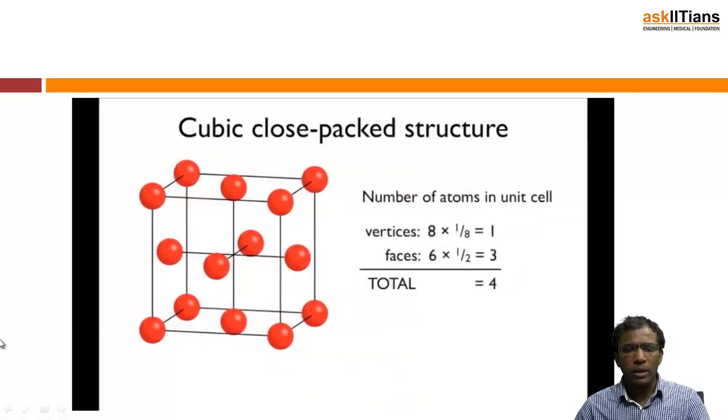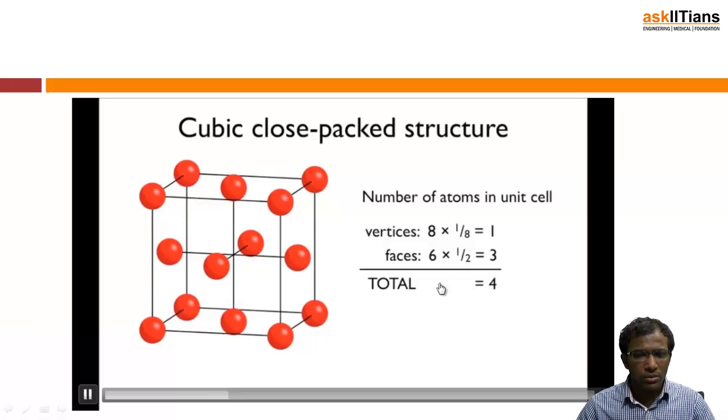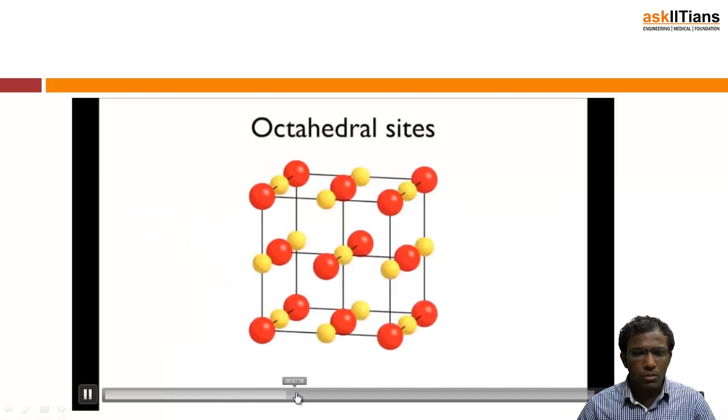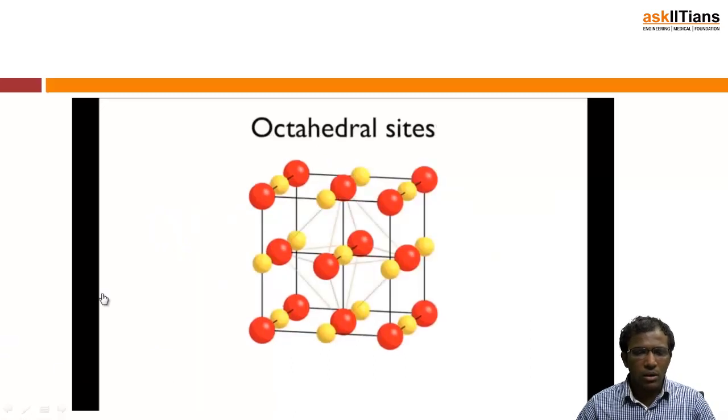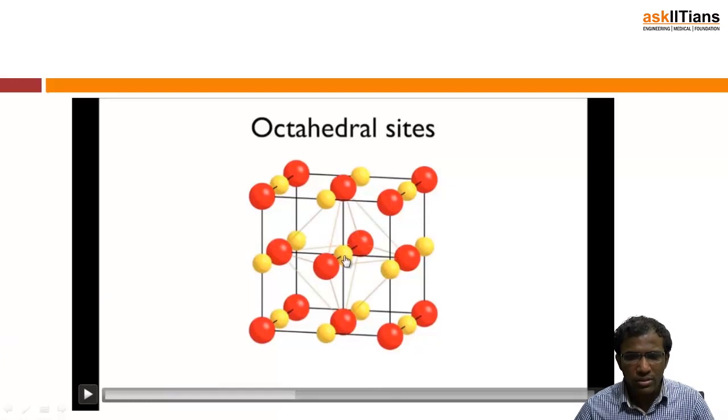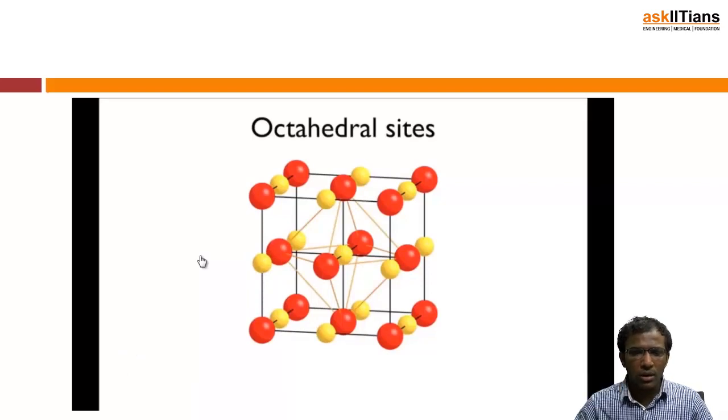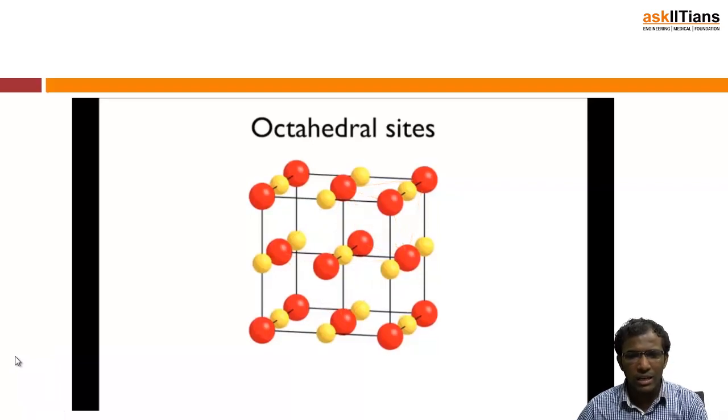So in the cubical close packed structure, total we have 4 atoms, right? The octahedral sites are the edge centers and the one at the body center, which is shown in yellow color. At the center of all the edges we have an octahedral site. So all the yellow colored spheres are occupying the octahedral sites. Total we have 4 octahedral sites, so one for each atom.